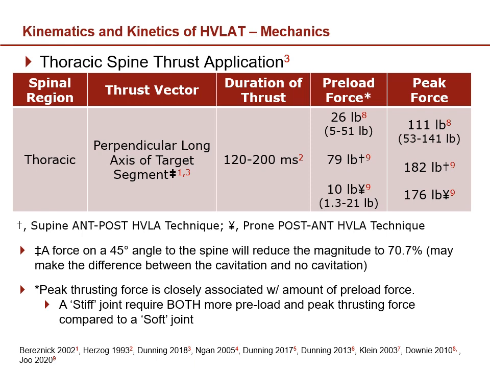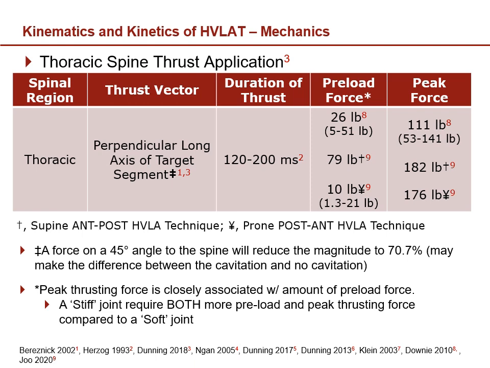The preload force is comparable to the actual force applied within the cervical spine, with 26 pounds of force. And then the peak force with the thoracic spine thrust is significantly higher at 111 pounds, with a range of 53 to 141. The peak thrusting force is closely associated with the amount of preload force. So thus, the more preload force that you apply, there's going to be a strong association that you're going to put on a proportionate amount of peak force.